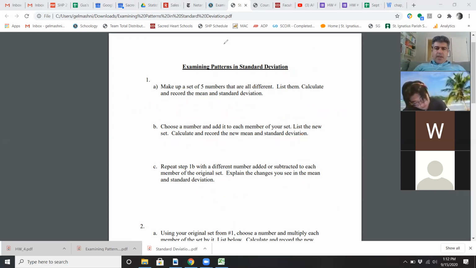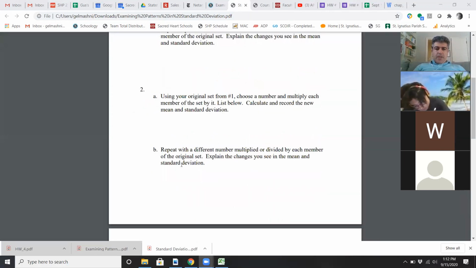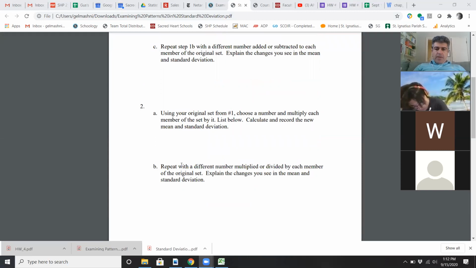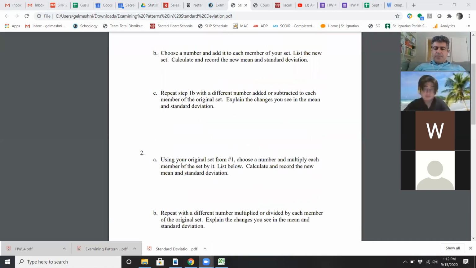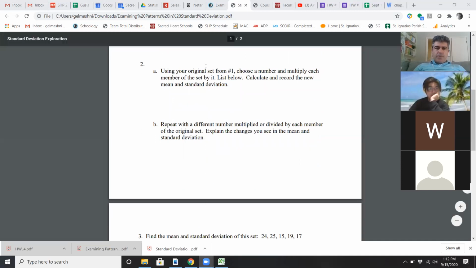So now let's take a look at number 2, and then I'll put you guys in breakout rooms for number 3. Use your original set from number 1. Choose a number and multiply each member of the set by it. Calculate the new mean and standard deviation, and then do this and multiply it by a different number, or divide by a different number. So we'll use the same set as we did before. So let's go back to our spreadsheet.